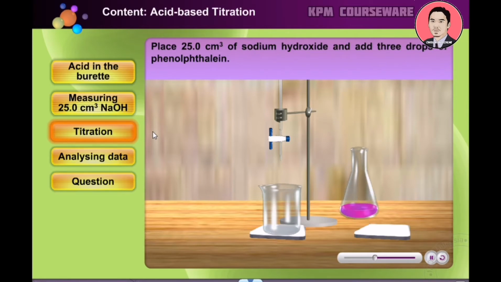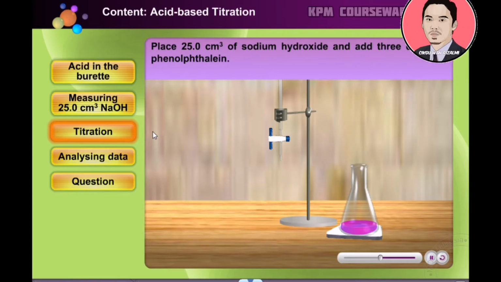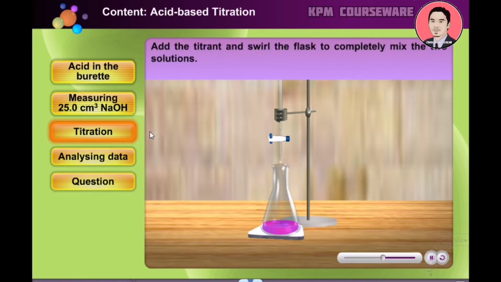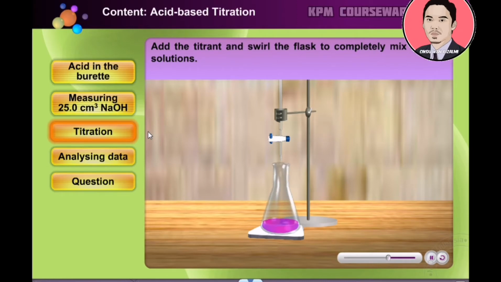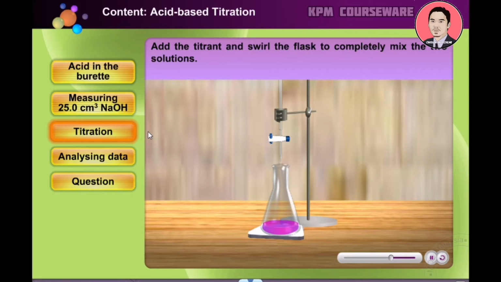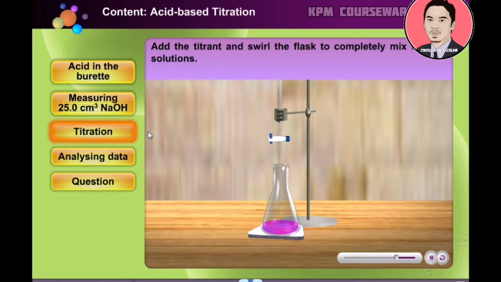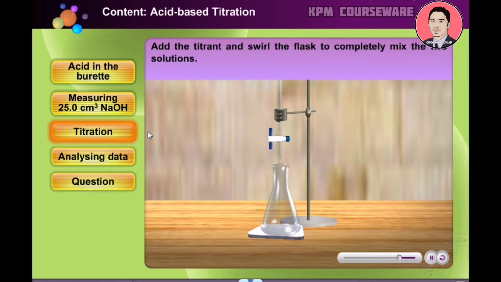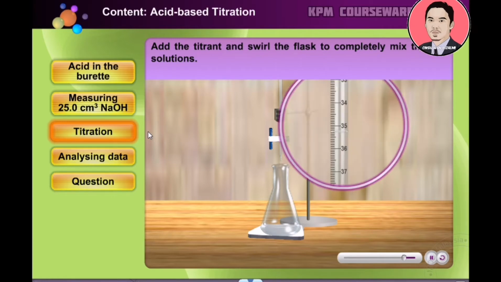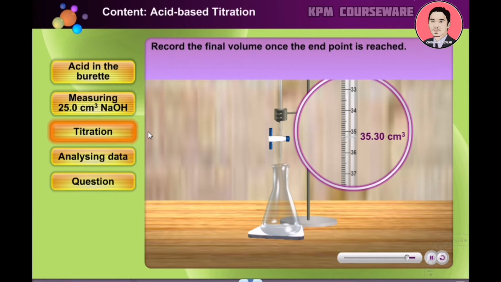Place the conical flask on a white tile so that any color changes can be observed. Then place it under the burette. Carefully turning the stopcock, add small amounts of hydrochloric acid to the flask. Continuously swirl the flask to completely mix the 2 solutions. Continue additions until 1 drop of titrating solution causes a color change which lasts for at least 30 seconds. This is the endpoint of the titration. Record the final volume reading of the burette in your notebook and calculate the total volume of titrating solution that has been added.